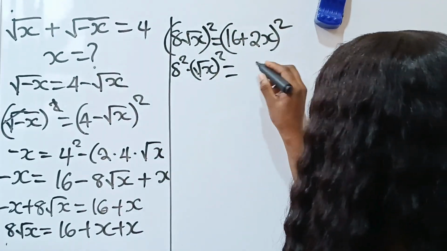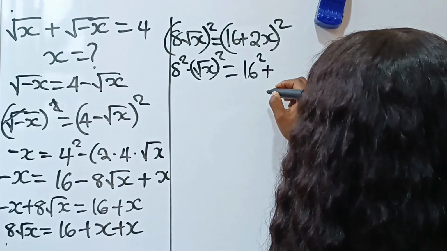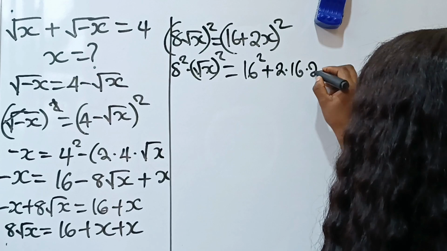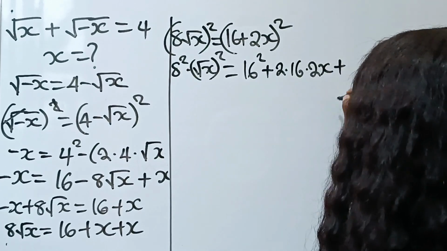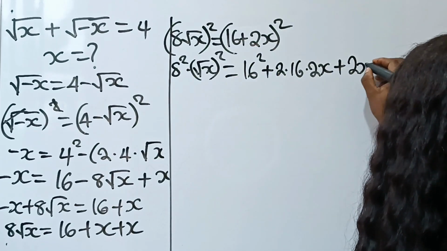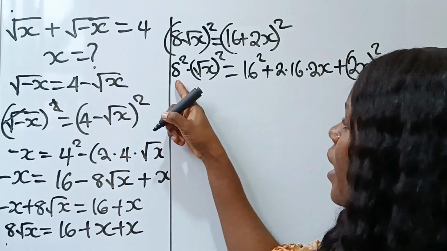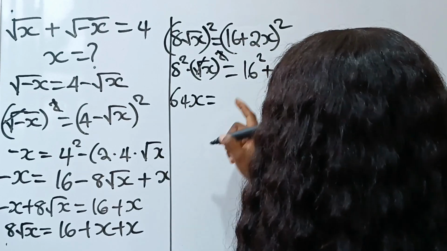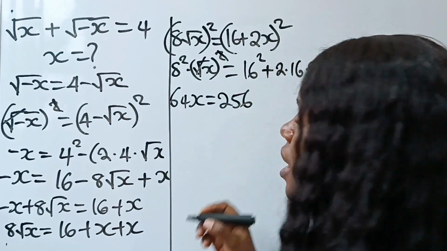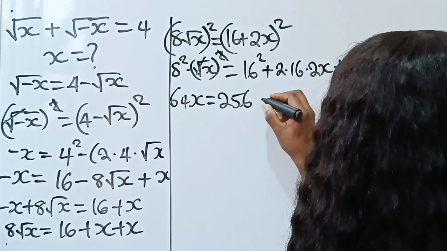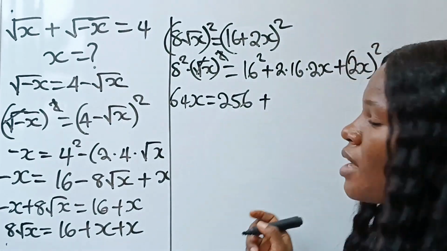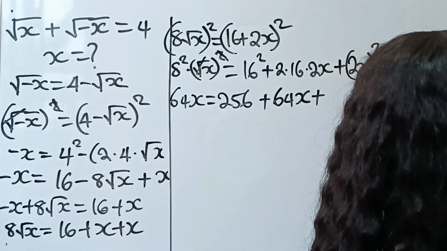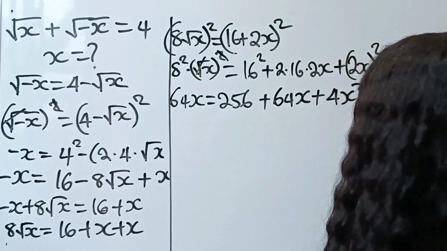So we are going to have 8 squared multiplied by root x squared, for this side, is equal to 16 squared plus, that is a squared plus 2ab, that is 2 multiplied by 16 multiplied by 2x, plus b squared, that is 2x squared. So we have 8 squared is 64 x. This we cancel, we have x is equal to 16 squared is 256 plus 2 times 16 is 32, and 32 times 2 is 64x, plus 2 squared is 4, x squared is x squared.